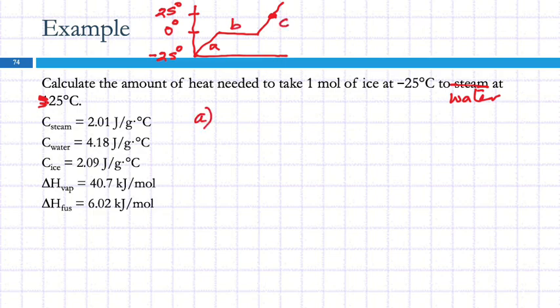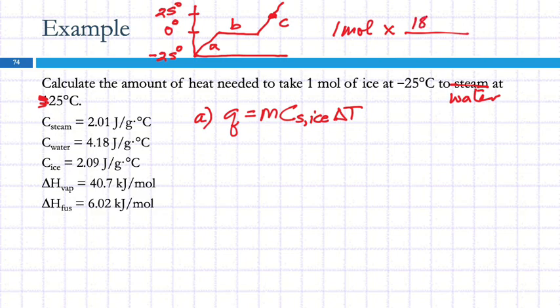So for the first line, Q is equal to the mass of the ice times the specific heat capacity of the ice, times the change in temperature of the ice. Well, it's 1 mole of ice. What's the mass? Use the molar mass of water, and so that's 18.02 grams.